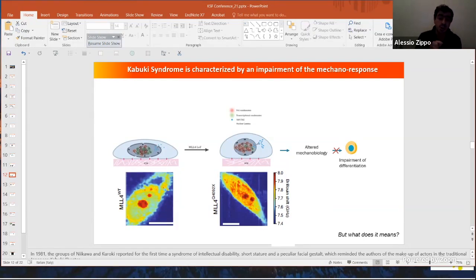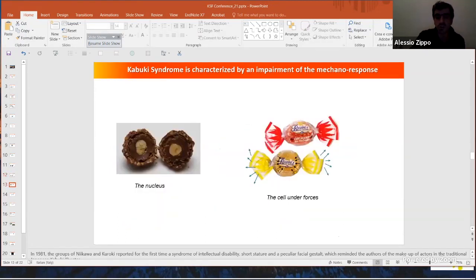And this is relevant because if the nuclear mechanical properties are altered, this impedes the cells from properly responding to mechanical stimuli. So all the cells are under mechanical stimuli, like biochemical signaling, as has been shown before by my colleagues. And mechanical stimuli are also very important to guide the homeostasis of tissues, but also to guide the differentiation of the cells. So in our condition, what we saw is that the alteration of this equilibrium is quite dramatic.